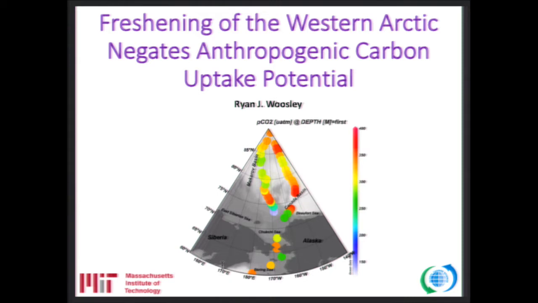So there was a GEOTRACES cruise in the Arctic in 2015, and this is the cruise track, and the colors show the pCO2. The pCO2 is very low relative to the atmosphere in the entire Arctic section. It's always lower than the atmospheric value. These are repeats of two cruises from 2005 and 1994. And so what I was looking at was decadal scale changes in these sections.